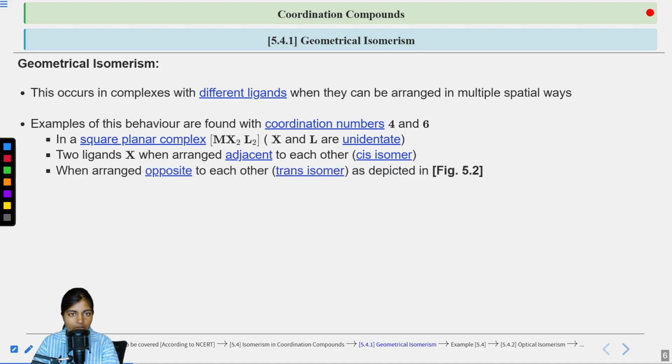And on the other hand, when the two ligands X are arranged opposite to each other, their bond angle will be 180 degrees between them, right? So when you arrange the two ligands opposite to each other in a square planar geometry, the trans isomer will be shown by the complex. This is depicted in figure 5.2.